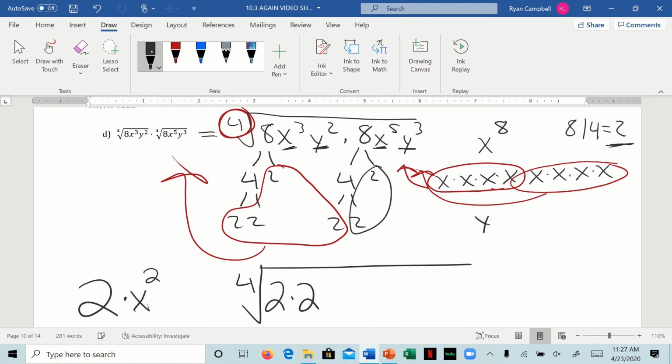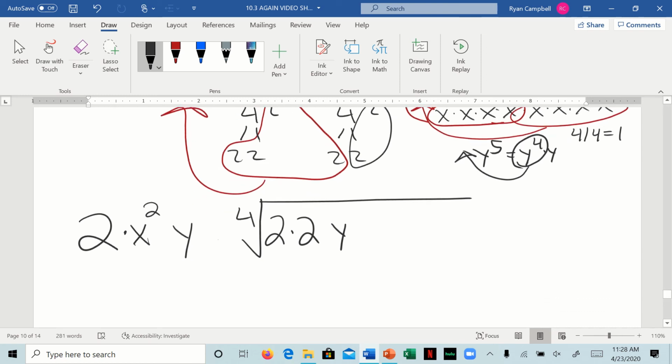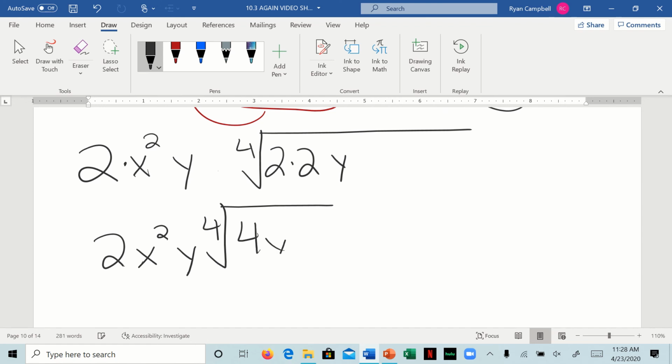Likewise, we have y squared times y to the 3rd. So that's just going to be y to the 5th. So if we notice, y to the 5th, that's the same as y to the 4th times y. The reason why we want to do that is because 4 is divisible by 4. So this group of 4 y's is going to come out. And then we're going to have 1 left inside. So we see all together, we get 2x squared y times the 4th root of 4y.